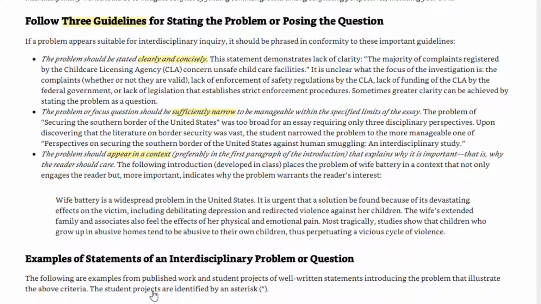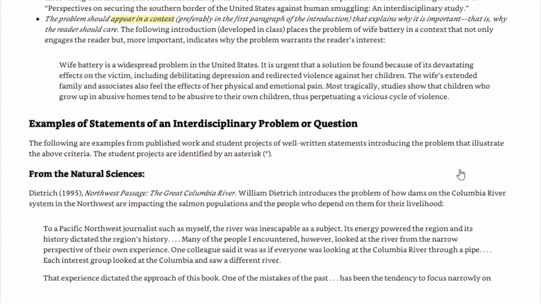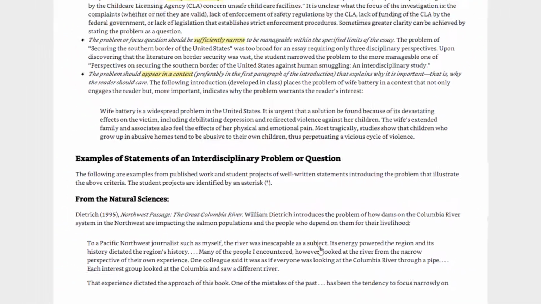This first example from the natural sciences does some of the things I don't want to see in our paper. It starts off, "To a Pacific Northwest journalist such as myself, the river was inescapable as a subject." It goes on, "Many of the people I encountered," and so it is from his perspective. This is a book that he wrote talking about dams on the Columbia River system, not the approach we want for our research paper. This is just an example of an interdisciplinary problem and how it gets introduced.